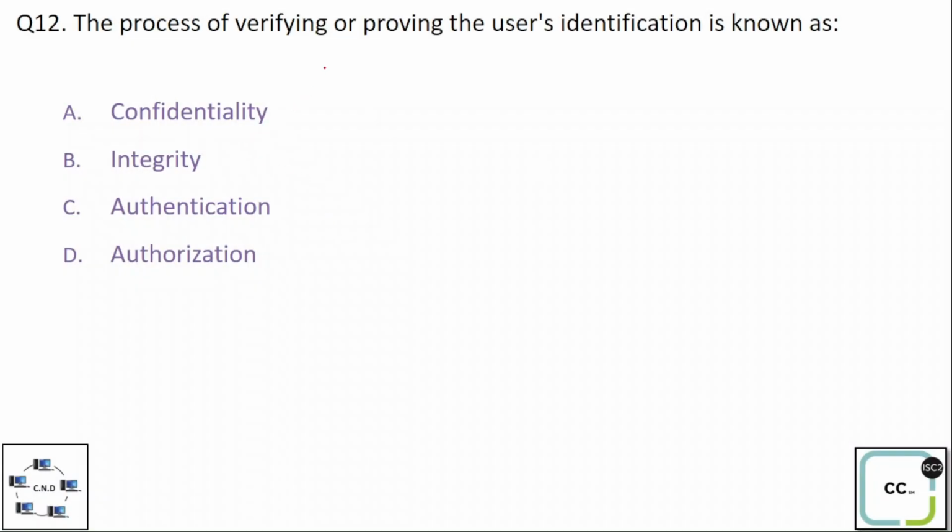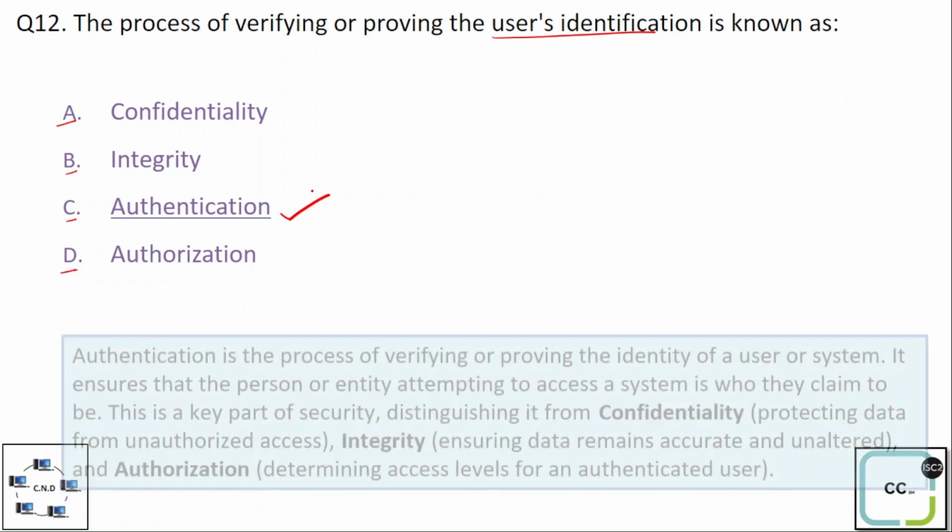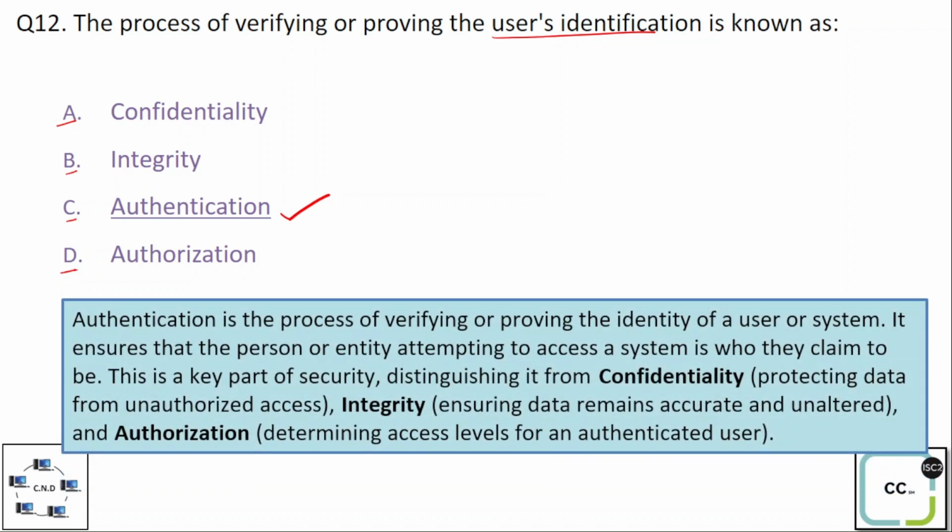Question number 12. The process of verifying or proving the user's identification is known as, and the options are option A, confidentiality, option B, integrity, option C, authentication, and option D, authorization. So proving the user's identity, this process is known as authentication. When a user logs in using his or her username and password, this process is basically known as authentication.